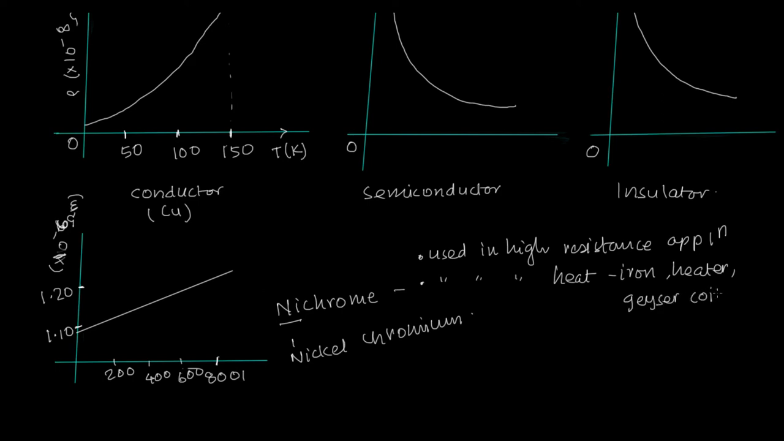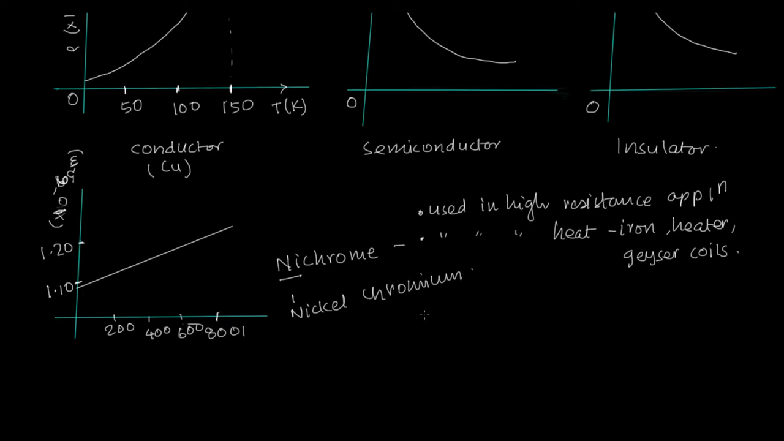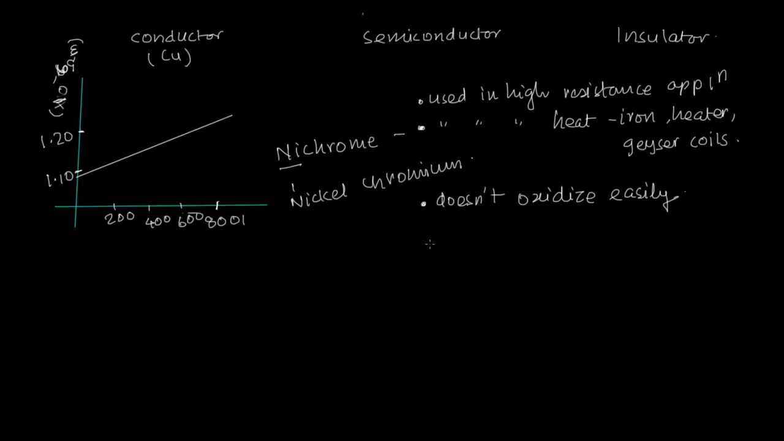Geyser coils. That is the second thing. The third thing about this is it does not oxidize easily. So when it is at a high temperature, heating the room, it does not get oxidized, because the moment it gets oxidized, it will start deteriorating and the coil will burn out after some time. It will start getting thinner and the resistance will go up, and then that's the end to it.